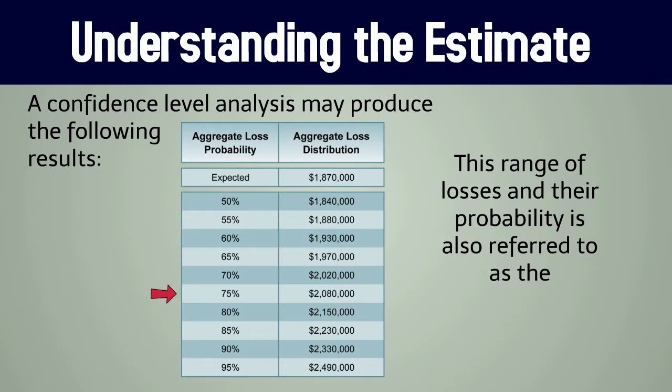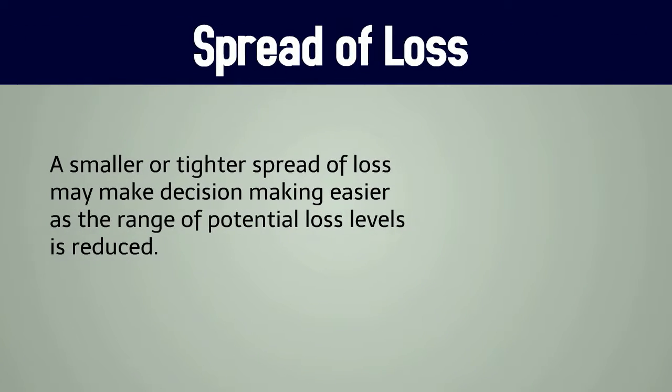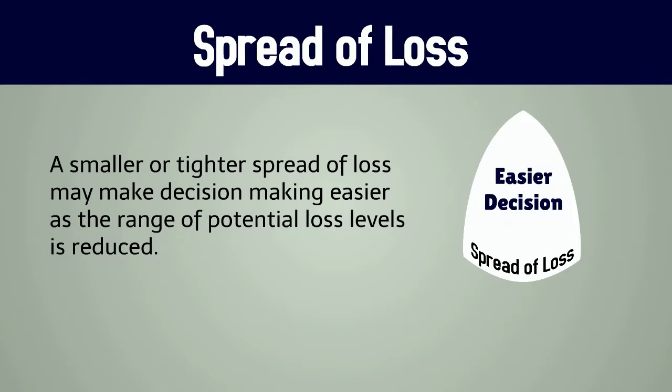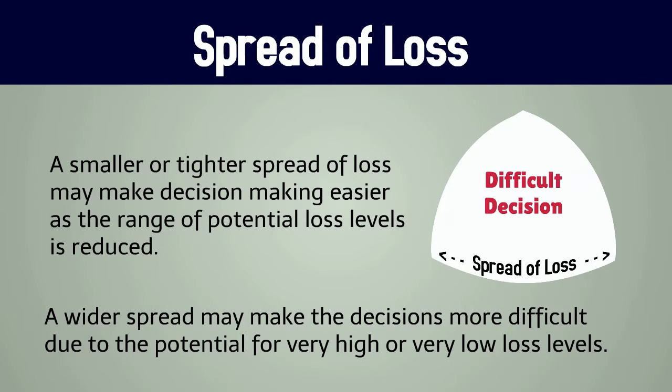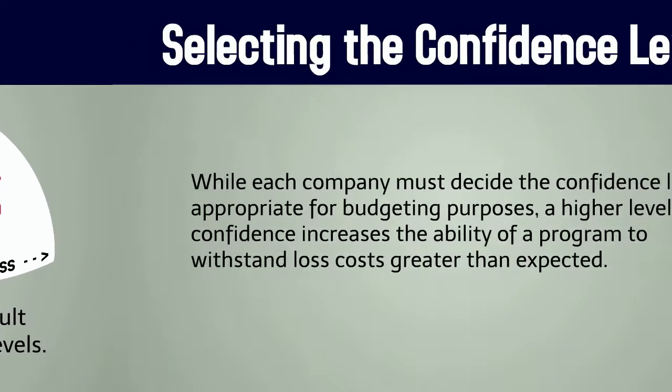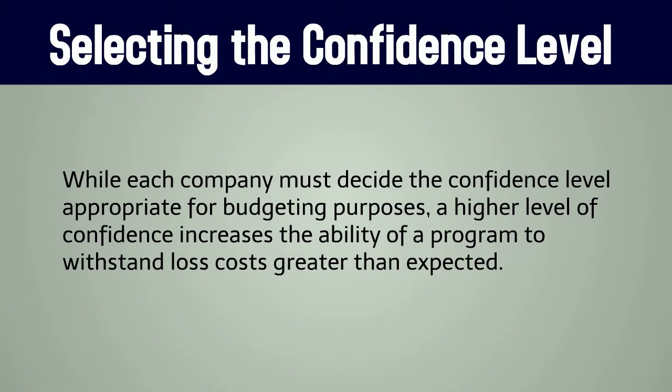Note that you may also see this range of losses and their probabilities referred to as the spread of loss. A small or tighter spread of loss may make decision-making easier as the range of potential loss levels is reduced. A wider spread may make the decisions more difficult due to the potential for a very high or very low loss level. While each company must decide the confidence level appropriate for budgeting purposes, a higher level of confidence increases the ability of a program to withstand loss costs greater than expected.